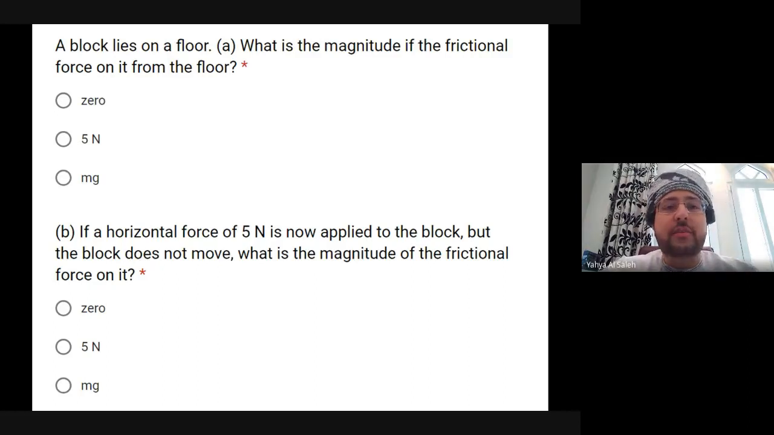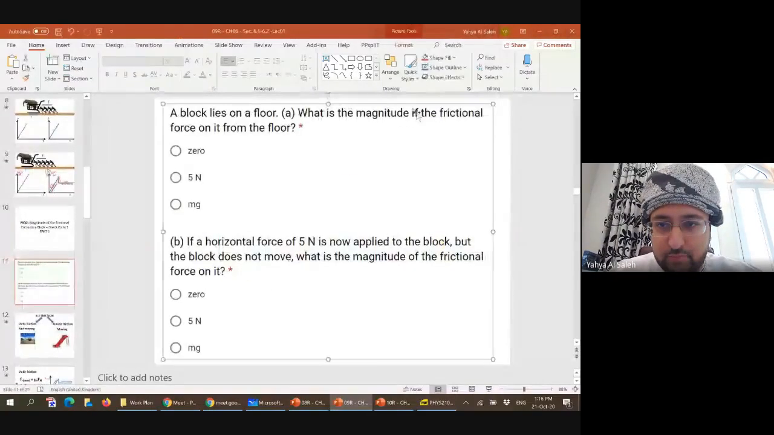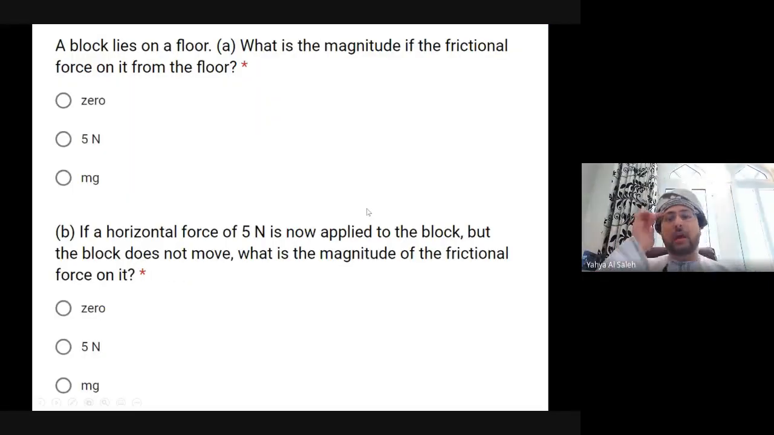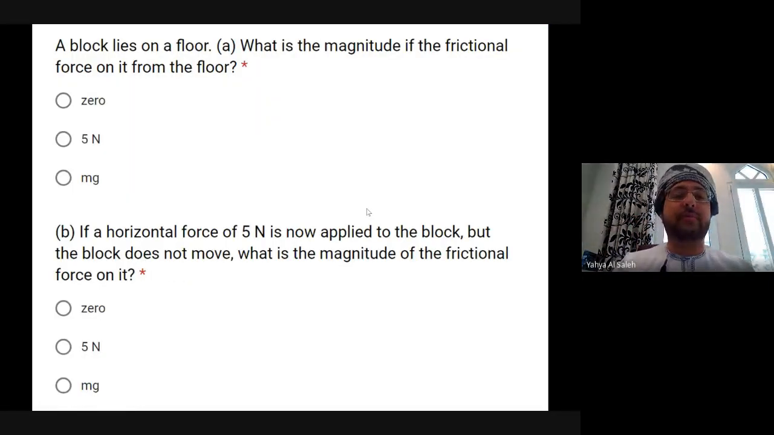A block lies on a floor. What is the magnitude of the frictional force on it? Not if, of. It's supposed to be of. It's not working, I can't fix it. Okay. A block lies on a floor. What is the magnitude of the frictional force on it from the floor? 0, 5 newtons, or mg?